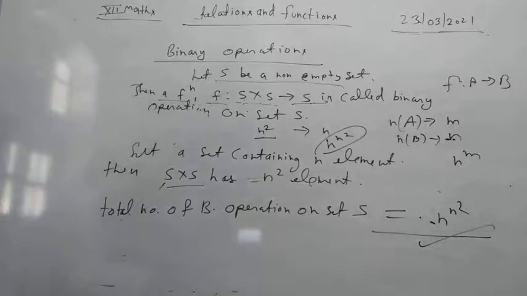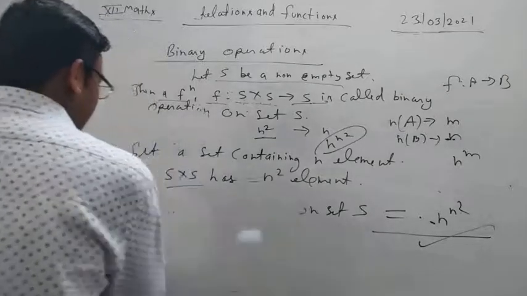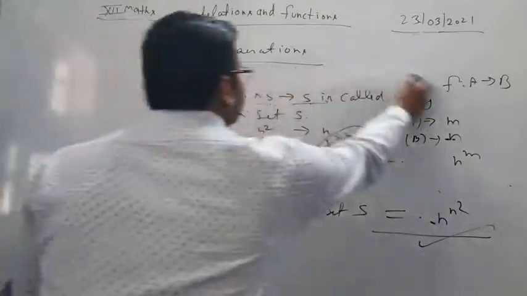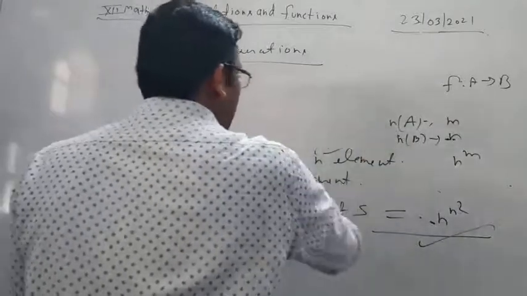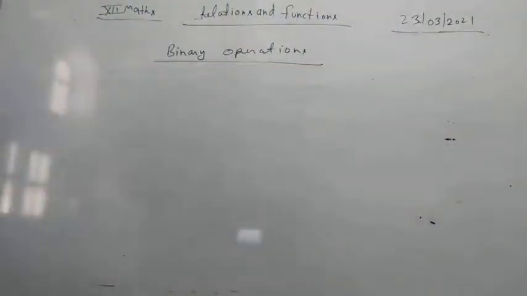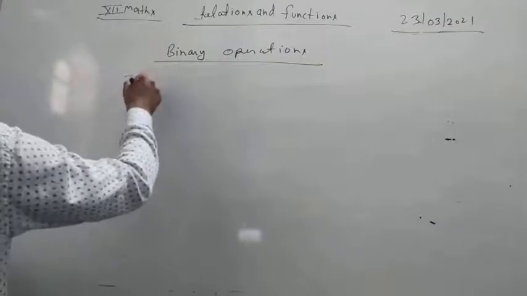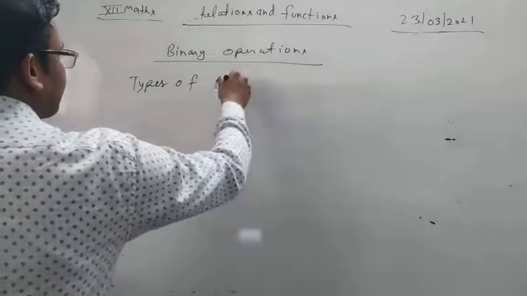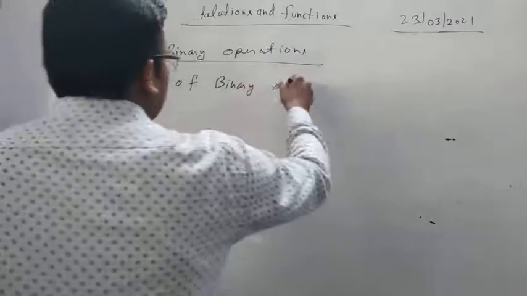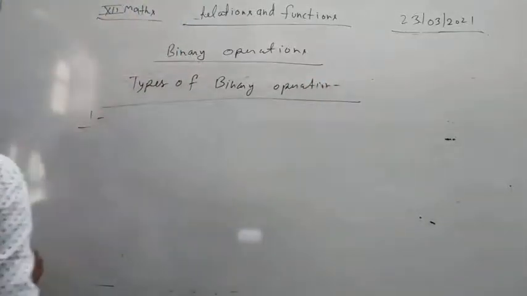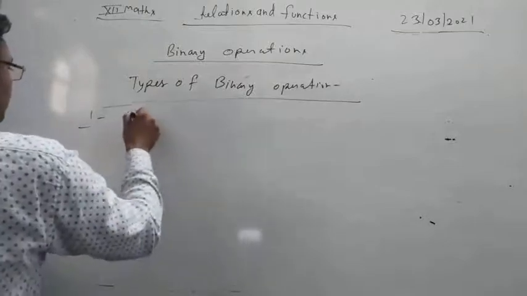Now, students, we see the types of binary operation. So the first type is commutative.